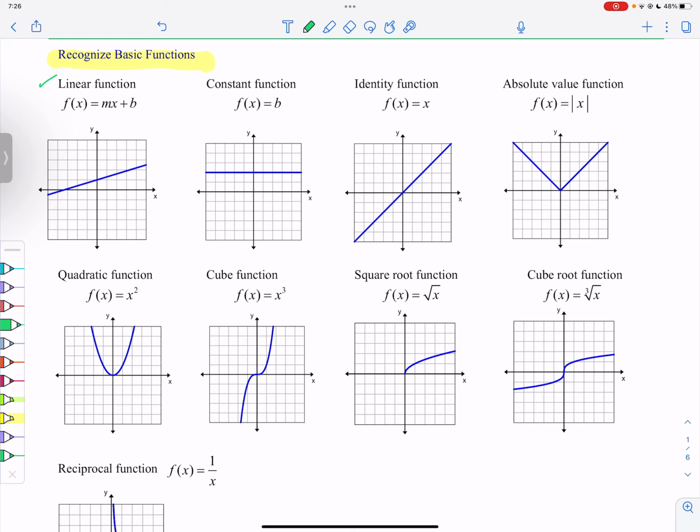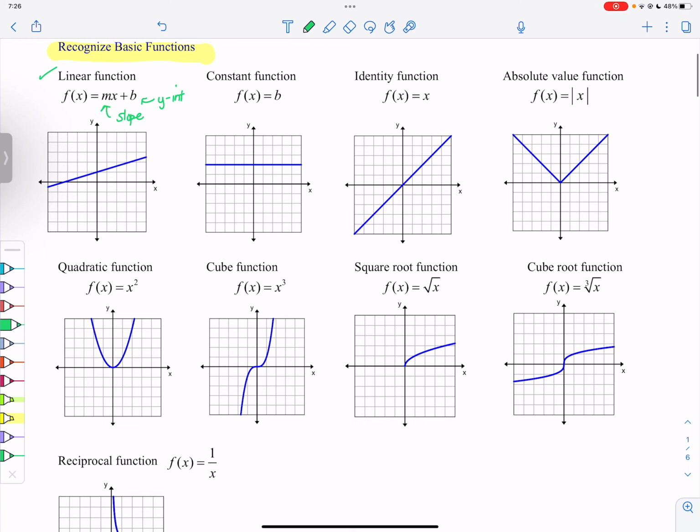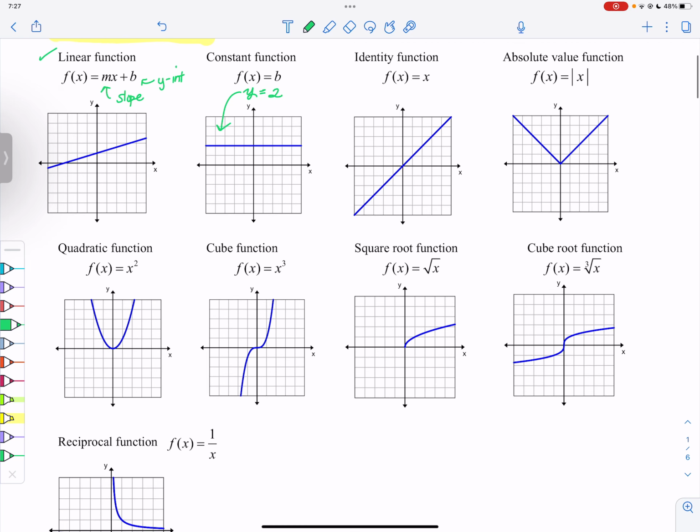It's f of x equals mx plus b. M is your slope. B is the y-intercept. A constant function, y is always a constant. In this example, we have y is always 2. We have the identity function, y is equal to x, and that is every x and y coordinate are the same.